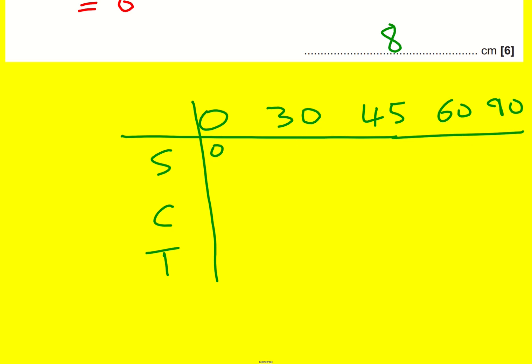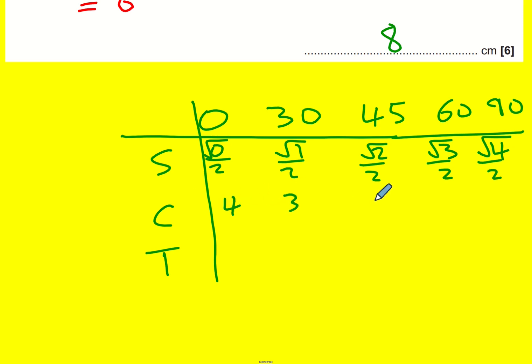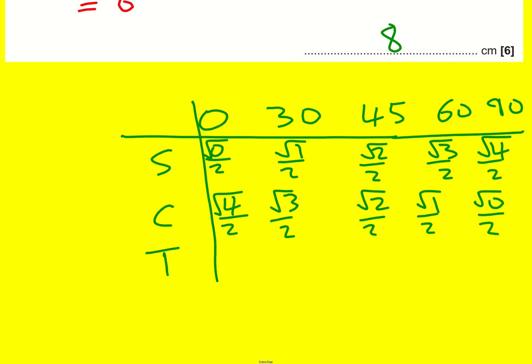Write the numbers 0, 1, 2, 3, 4 for sine, square root them, and divide by 2. This will give you your exact values. For cos, write down the same but in reverse, 4, 3, 2, 1, 0. Square root them, divide by 2. And while we're at this point, we see that this is cos 60, it's root 1 over 2. Square root of 1 is just 1, so we get a half, which is what I used above.